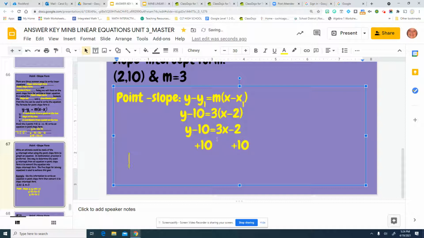Now, in this case, there are fixed numbers on both sides. That may not always be the case, but y, negative 10 plus positive 10 is 0, equals, I still have a 3x, and negative 6 plus positive 10 is positive 4. Right, so this is me getting back to slope-intercept form. Okay, so that's what you're going to do.